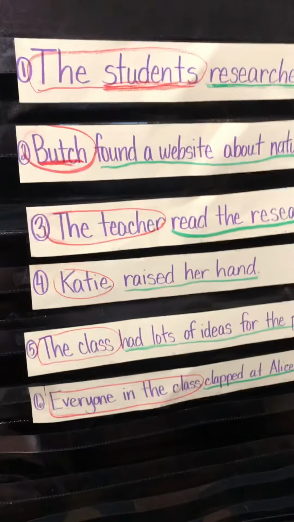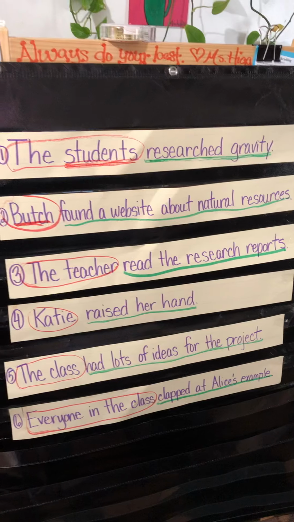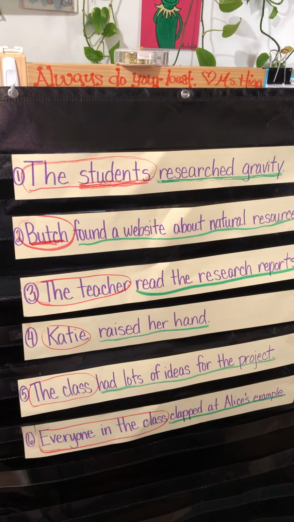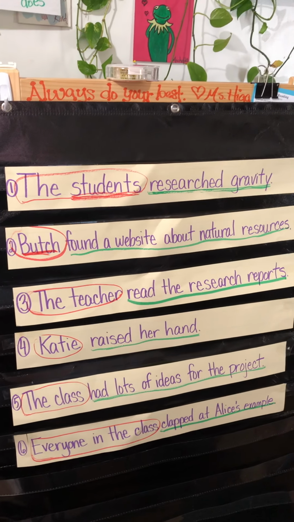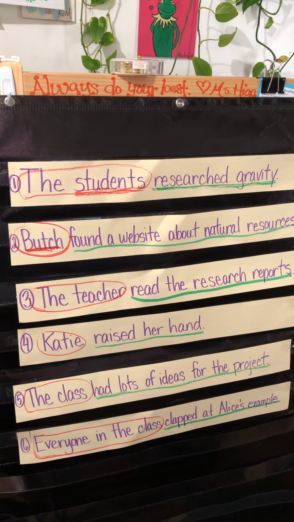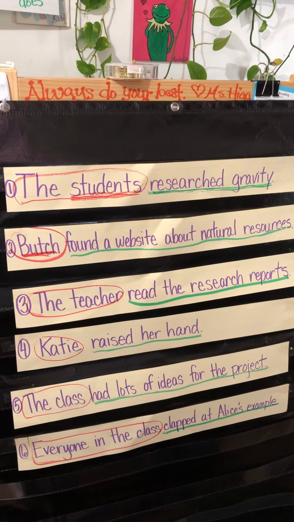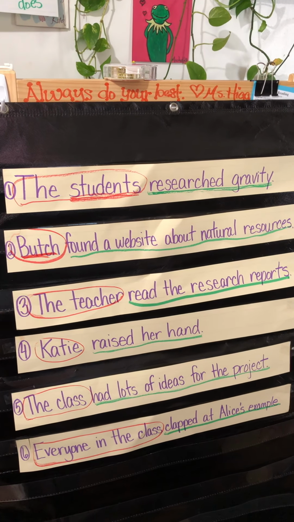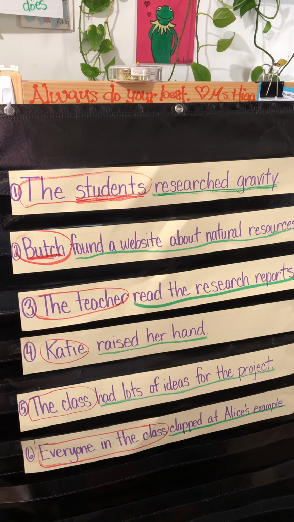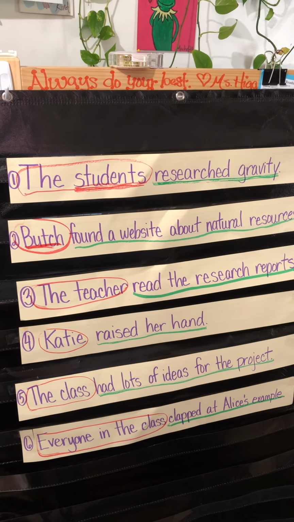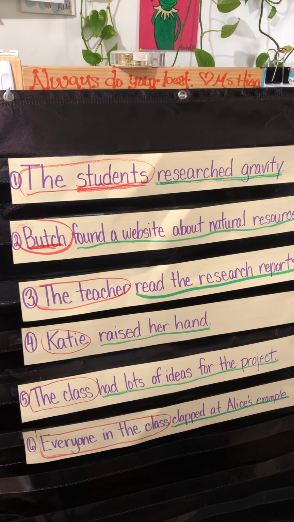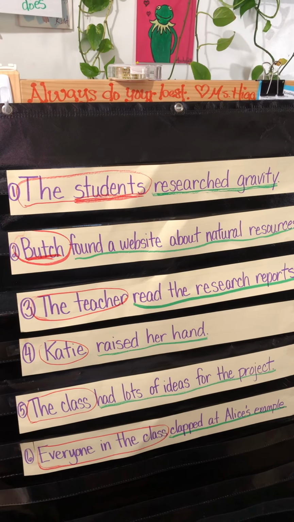Okay, so I want to look at a few examples, and you'll notice that I have the subject circled in red and I have the predicate underlined. These are complete thoughts. If one is missing, it doesn't make sense by itself, so therefore it is not a complete thought. For example, if all I said was the students, you would be like, the students what? I'd have to say the students did something, and in this case, the students researched gravity.